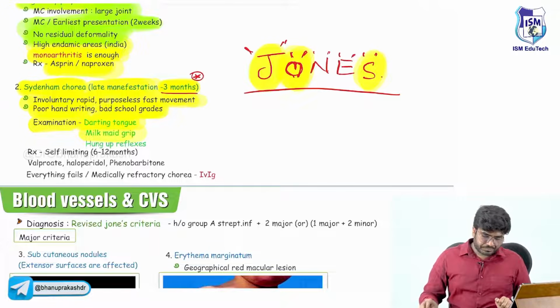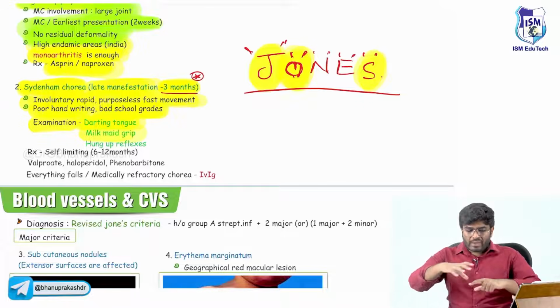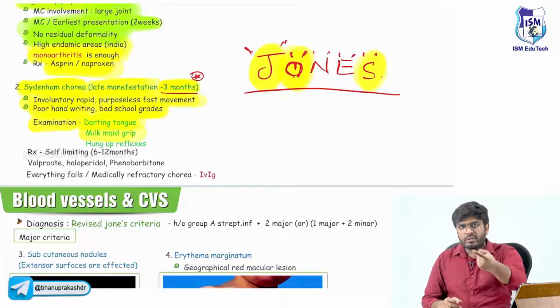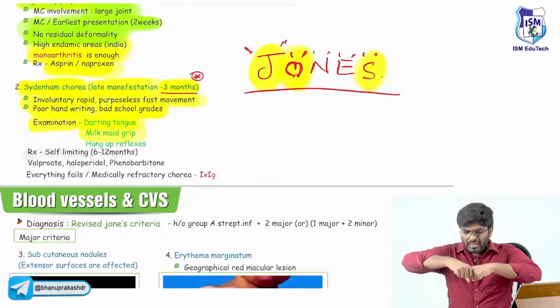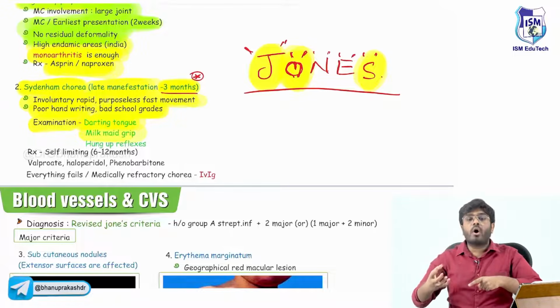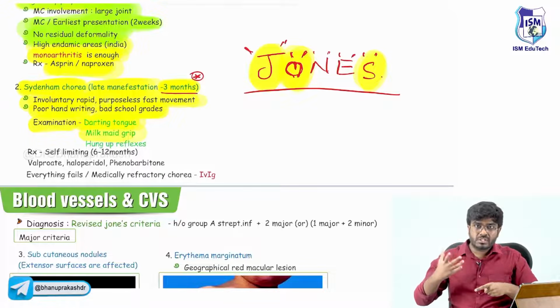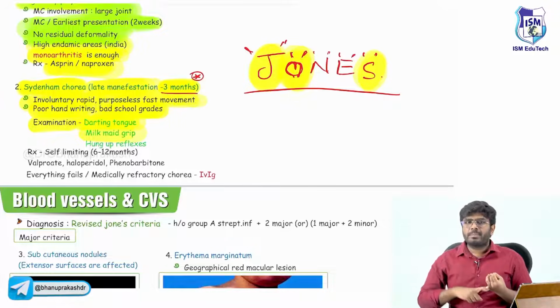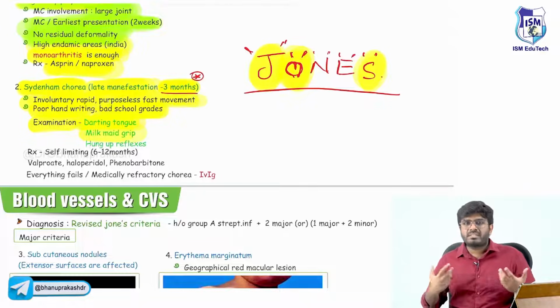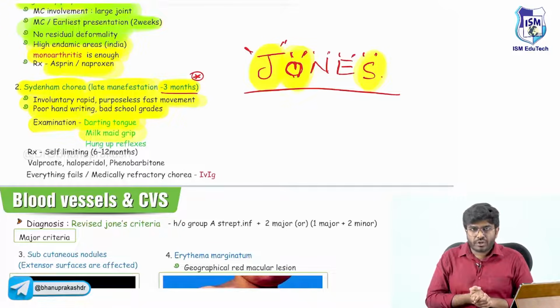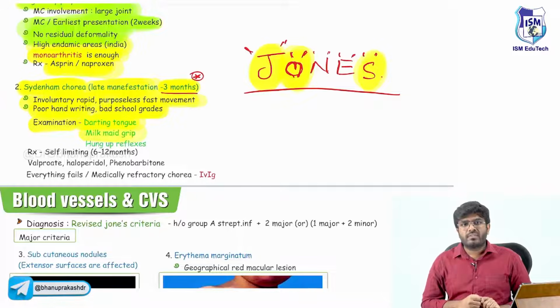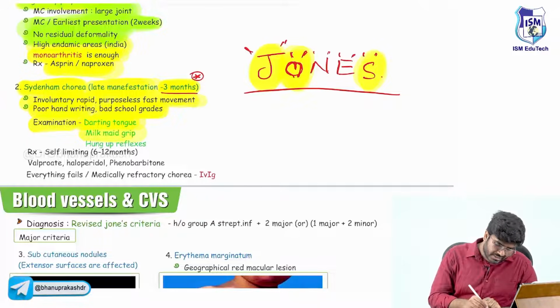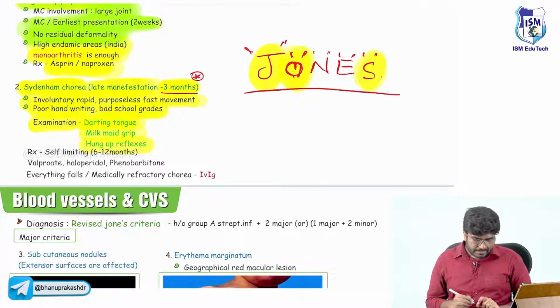And if you give your finger to this boy and ask him to have a grip, I can have a very tight grip, right? But this boy, because of the involvement of the motor structures, cannot have a proper grip, a very weak grip, which is called the milkmaid grip. MCQ: milkmaid grip, darting tongue, poor school grades with unnecessary purposeless movements in a child who had a recent history of pharyngitis. Think about rheumatic fever. Okay, his reflexes are going to be decreased.